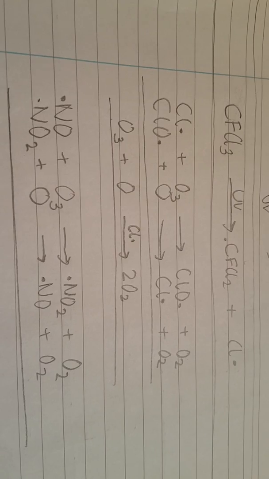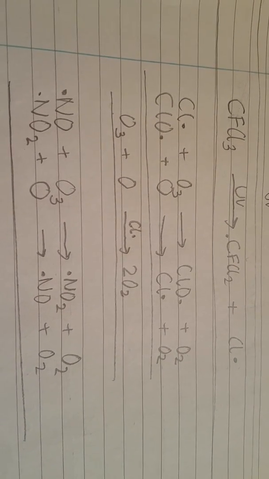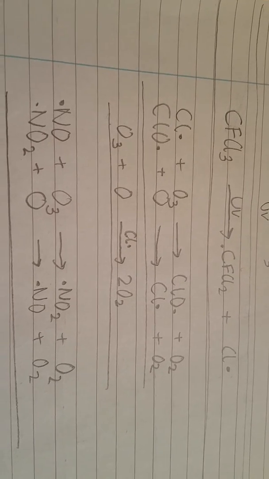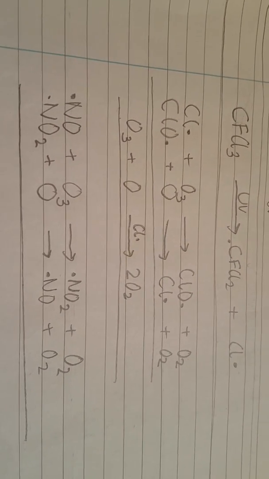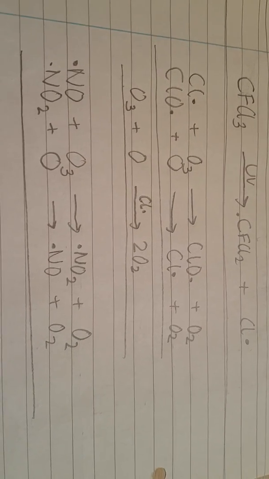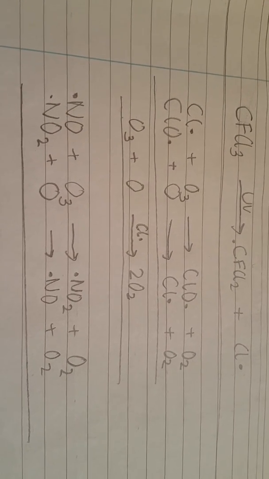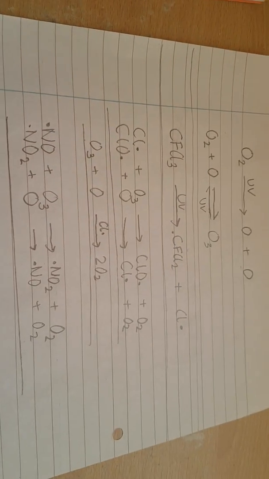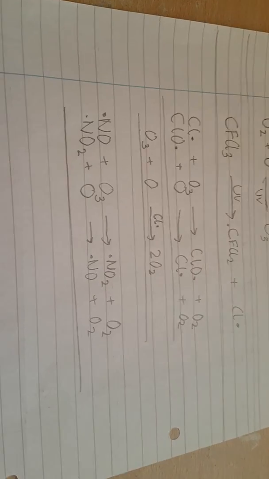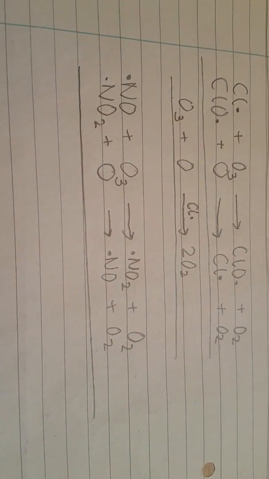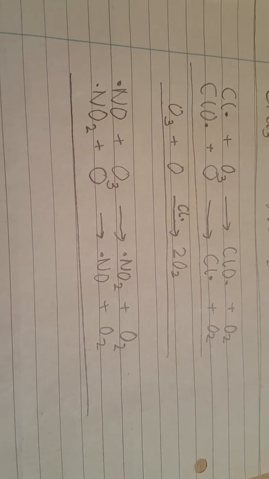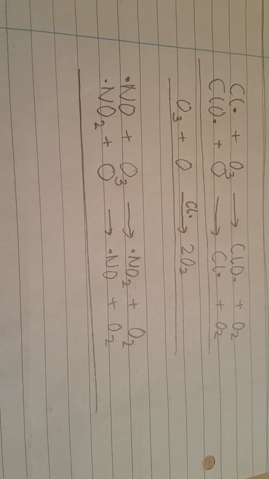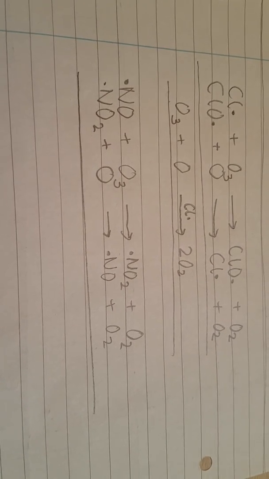Now, nitrogen monoxide can react with ozone, forming nitrogen dioxide and oxygen, and then the nitrogen dioxide reacts with oxygen atoms to reform nitrogen monoxide and oxygen. So again, the nitrogen monoxide is reformed and can go on to destroy more ozone. Hopefully you've already written out those two mechanisms. In fact, the overall equation for the second mechanism is exactly the same as the overall equation for the first, except you've got NO as the catalyst.